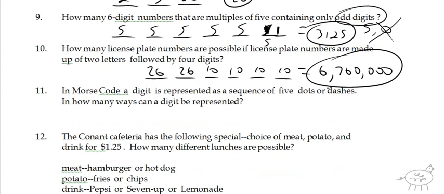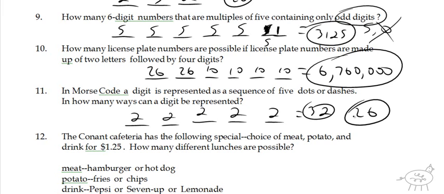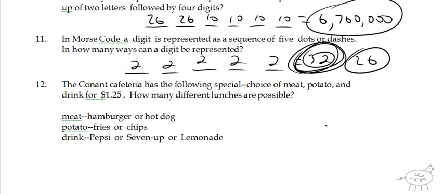In Morse code, a digit is represented as a sequence of 5 dots or dashes. And how many ways can a digit be represented? Well, here's the deal. It's 5 blanks. It can either be a dash or dot. So there's only 2 possibilities for each of these. Okay, and if I multiply all those together, I get 32. Which makes sense because how many letters do I have? I have 26 letters. So I need to be able to cover my bases, and that's why I have 32 for dashes and dots.